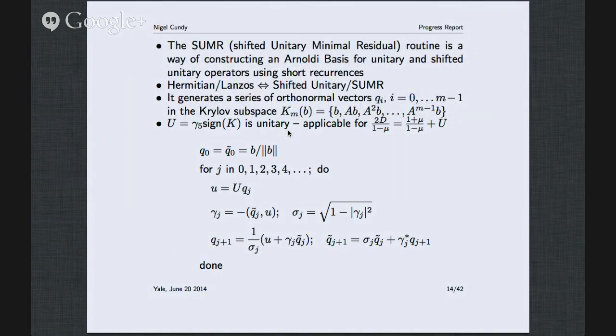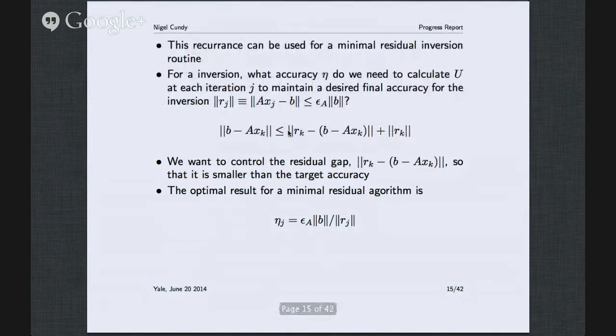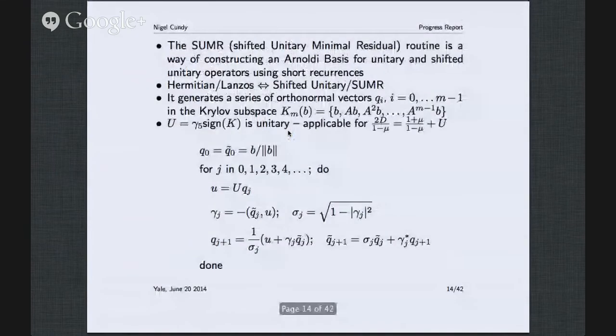So the SUMR routine is a way of constructing the Arnoldi basis with short recurrences. It was mentioned in the previous talk. I've given the actual algorithm down here. We're generating Q. It's a little bit more complicated than, say, a Lanczos routine, but not by much. It generates a set of orthogonal vectors Q, which you can then combine into a minimal residual inversion routine, if you like. Or if you're just interested in an eigenvalue approach, then obviously this would be the basis of your Arnoldi or Lanczos method. The recurrence can be used for a minimal residual inversion routine. The question is, what accuracy do we need to calculate the matrix sign function contained within this U operator at each step of the generation of a Krylov subspace?